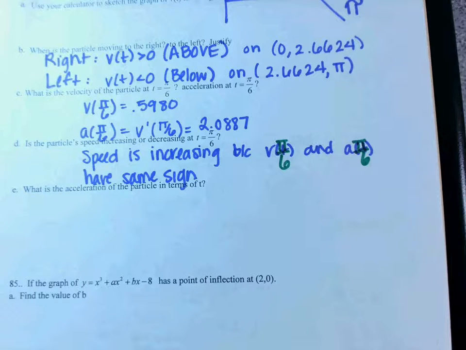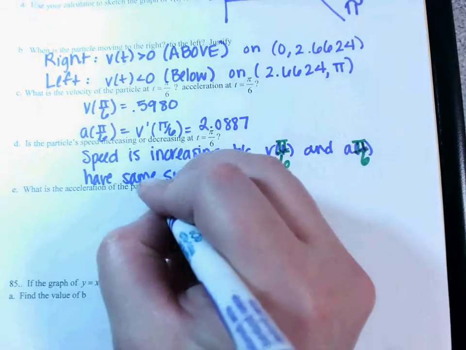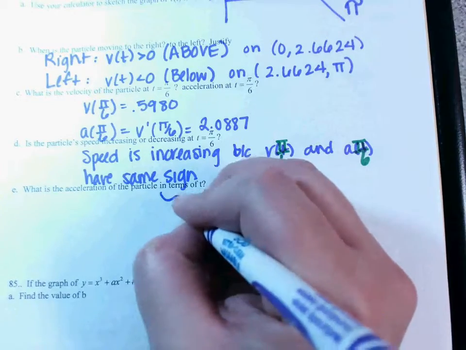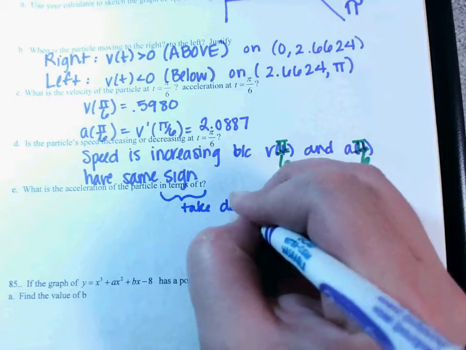From here, letter E says, what is the acceleration in terms of t? That is asking you for an equation. If it says in terms of t, you need to actually take the derivative by hand.